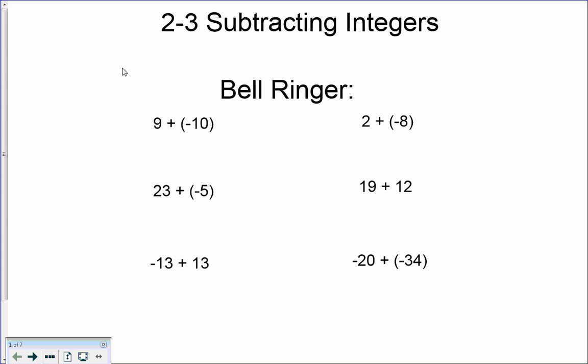Okay. Negative 13 plus positive 13. Yeah, here. 2 plus negative 8. Kathleen. Good job. 19 plus 12. Ryan. Good. Negative 20 plus negative 34. Maddie. Good job. If you can do this, remember, if you can add integers, you can subtract integers. Okay? If you can add, you can subtract.